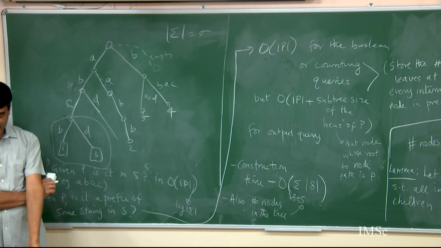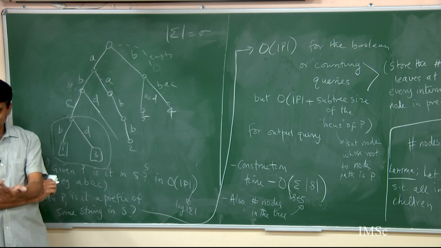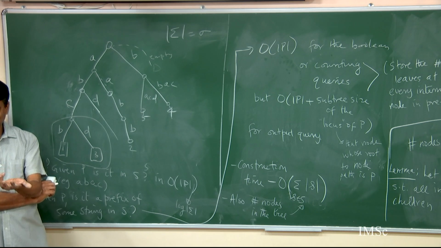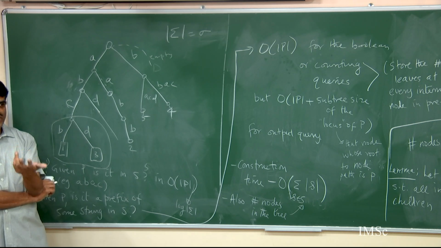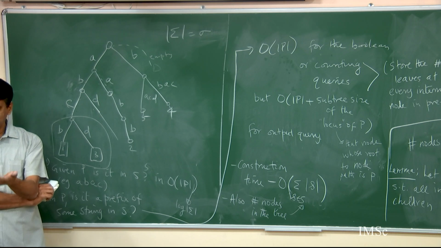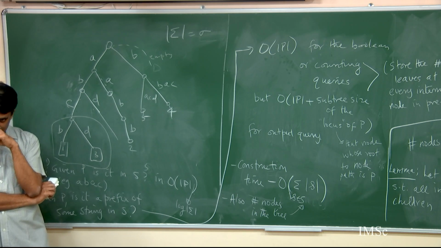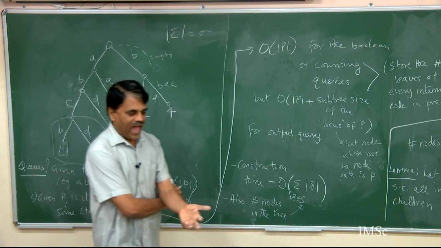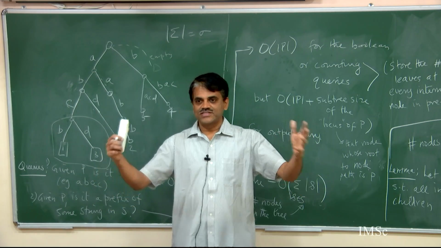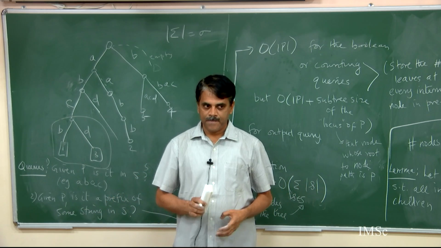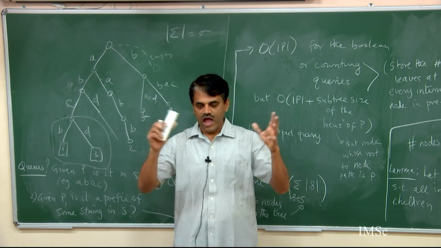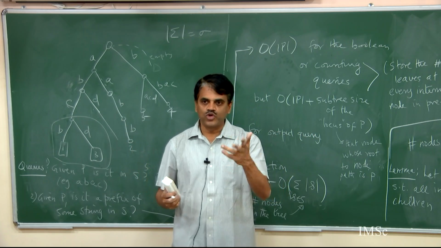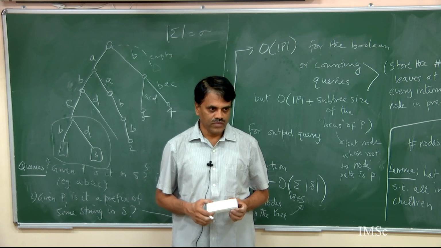So, the average degree is roughly 2 times (n minus 1) by n, which is at most 2. Right? A tree on n vertices has at most n minus 1 edges. So the average degree of a tree is at most 2.